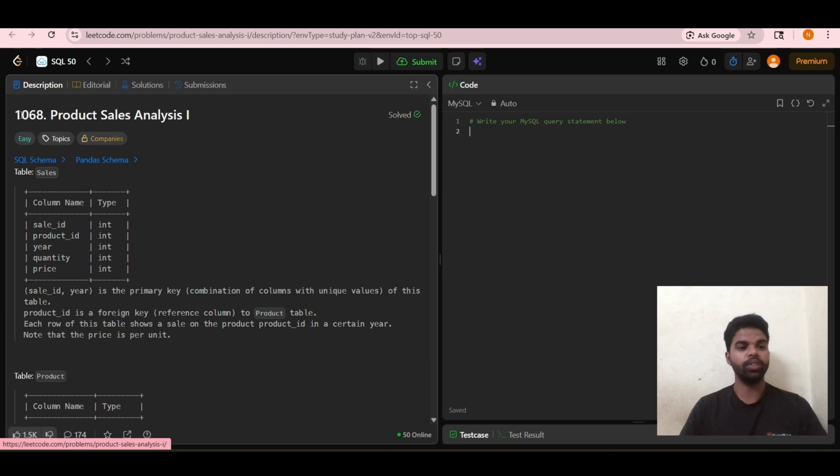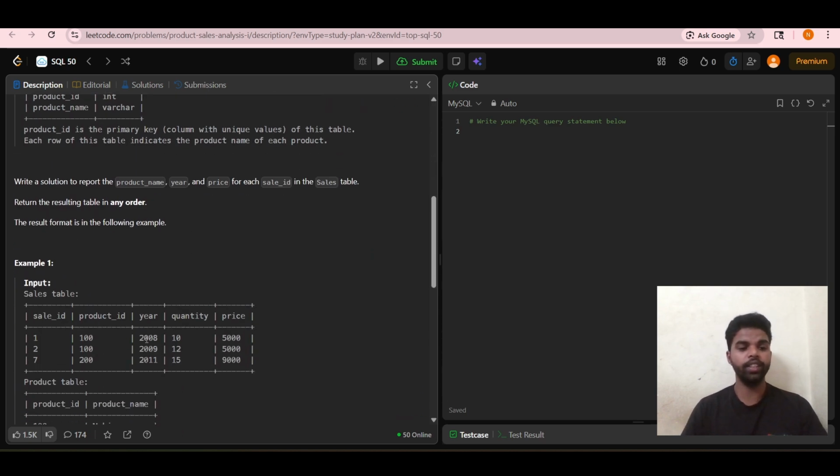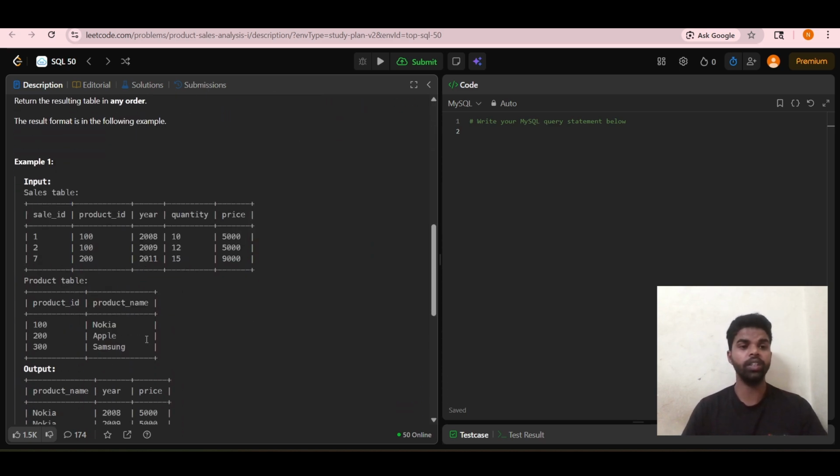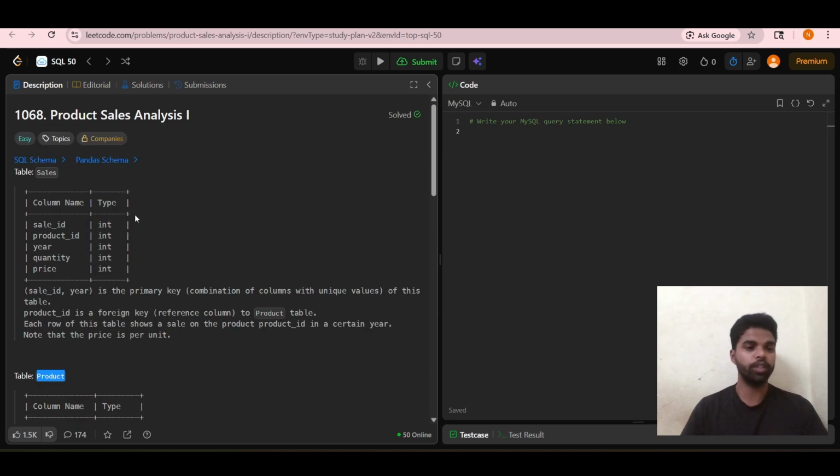Today we solve this question. The question number is 1068, Product Sales Analysis 1. In LeetCode we have two tables. Table 1 is Sales and table 2 is Product. Here we use a join operation. So firstly we check and read all the instructions about this question. Let's go and read the question.